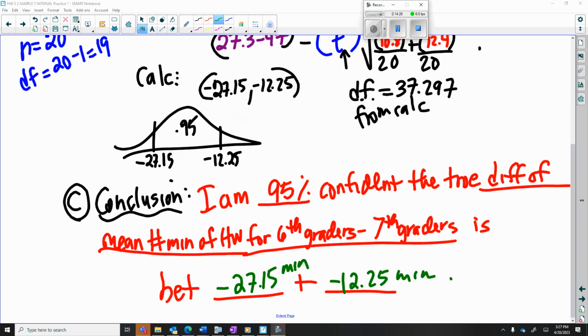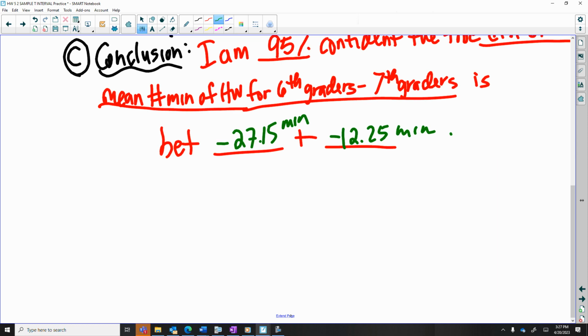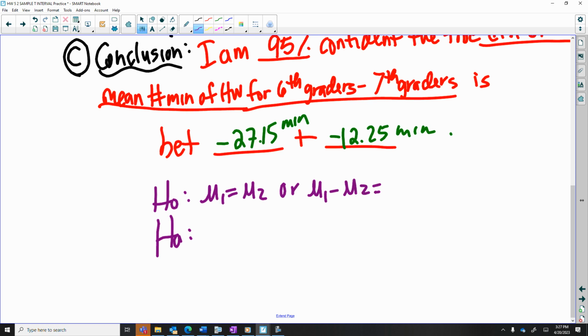So then how does this connect to a hypothesis test, you ask? Well, let's say they said, is this statistically significant evidence that there is a difference between the mean amount of homework for the 6th and the 7th graders? Well, you know where we're going to move to? We're going to move to 2 means. So H0 would be mu1 equals mu2, or mu1 minus mu2 equals 0, meaning there's no difference. And then the HA would be that mu1 is less than mu2, or there is a difference. Basically, 6th graders have less homework than 7th.